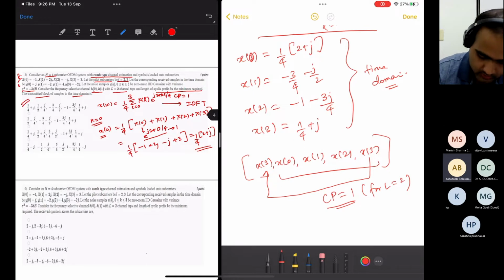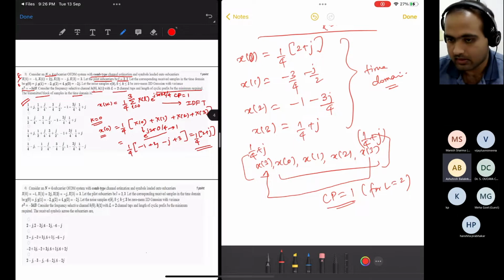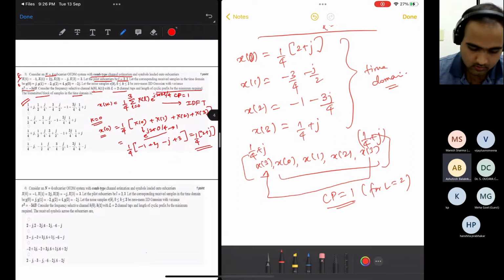See this x3 is 1 by 4 plus j, right? So it is also ending with 1 by 4 plus j, right? So my A is the correct answer. Okay, let's move ahead.